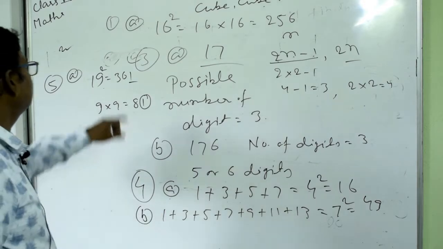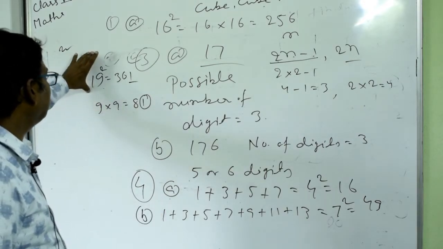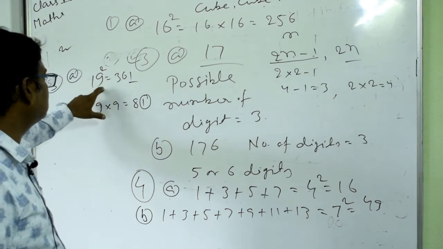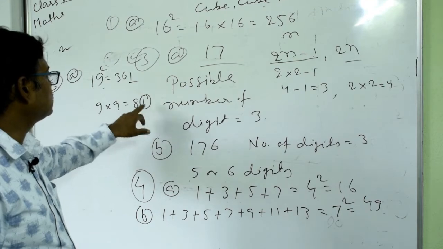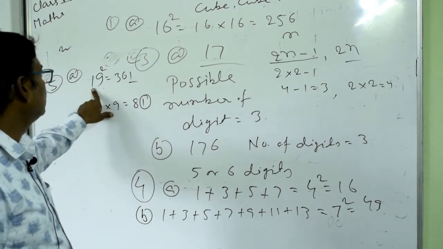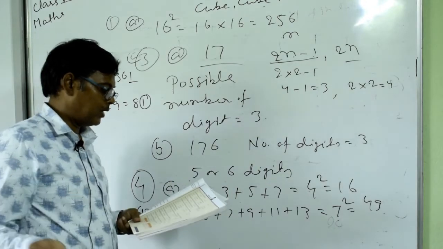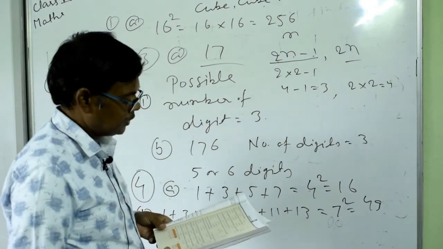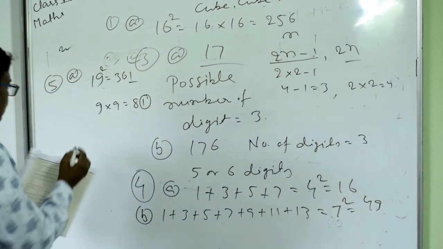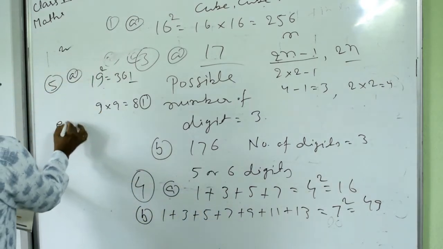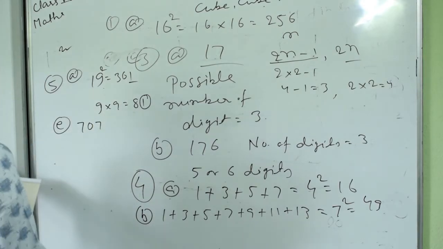So when you square this number, you will get 1 at the ones place, because 9 is at the ones place of 19, and 9 square is 81, whose ones digit is 1. This is very easy, and you can find the digit for any number. For example, you are given 707, question number E. In this 707, what is the digit at the ones place of its square?